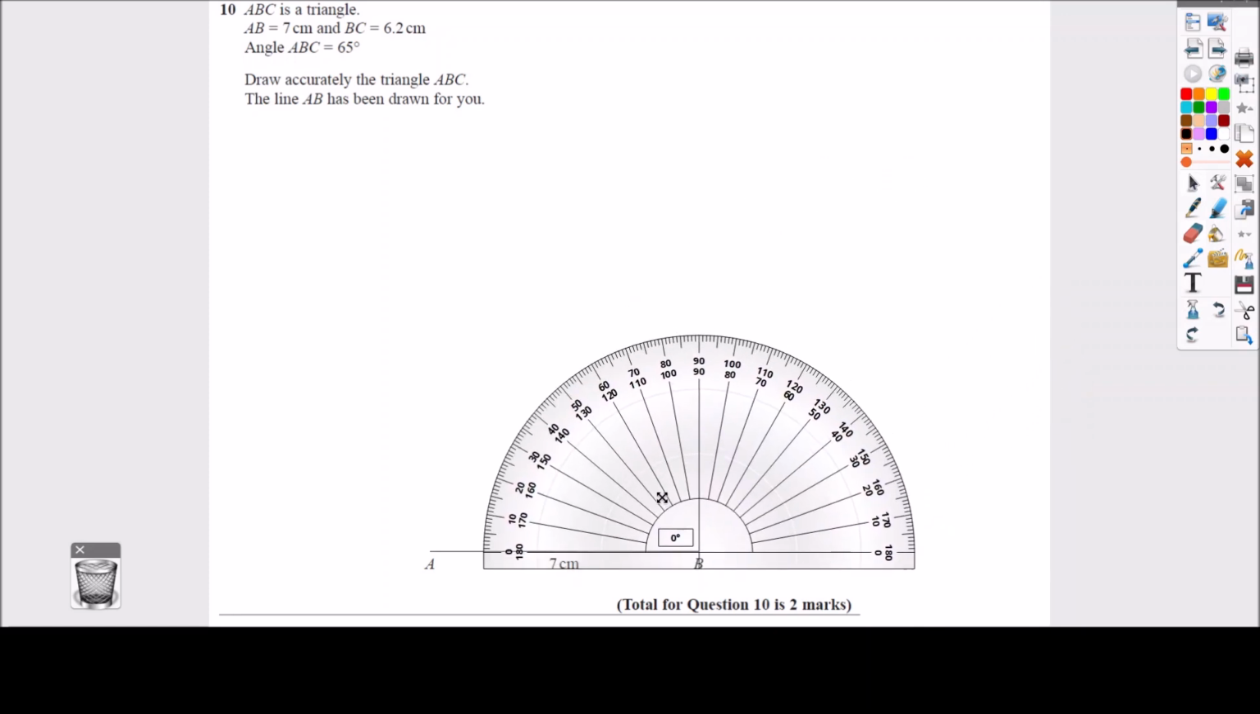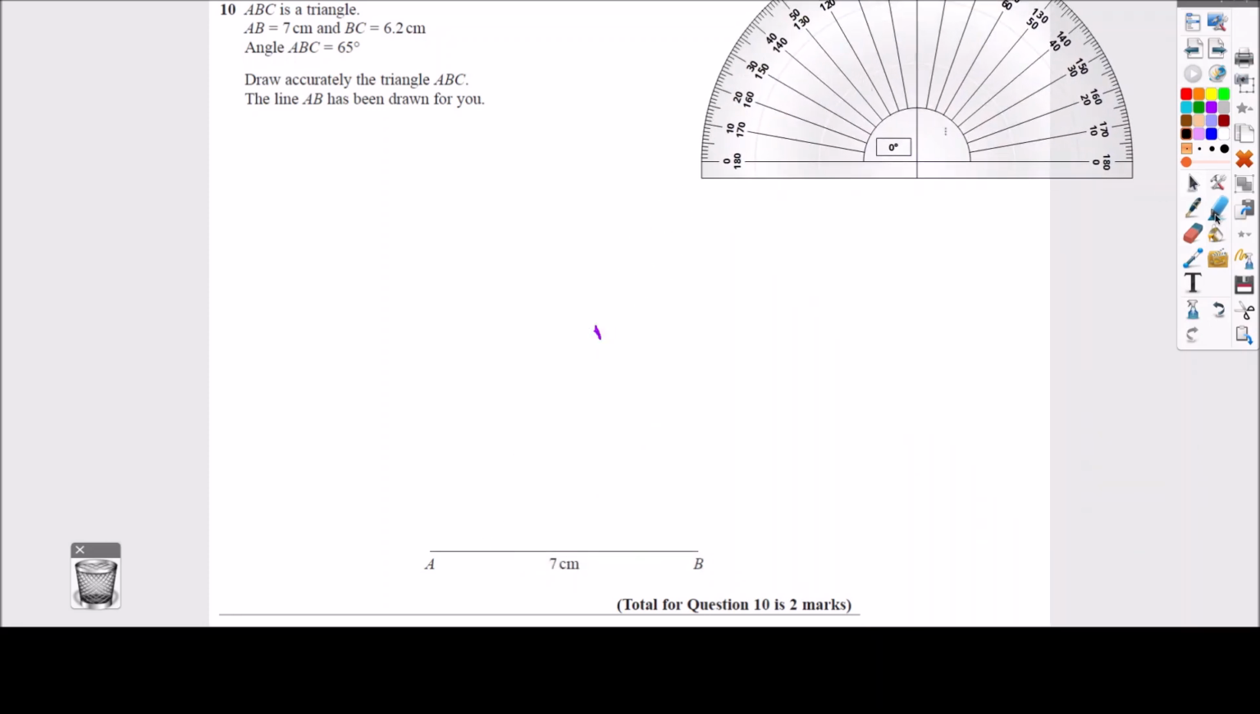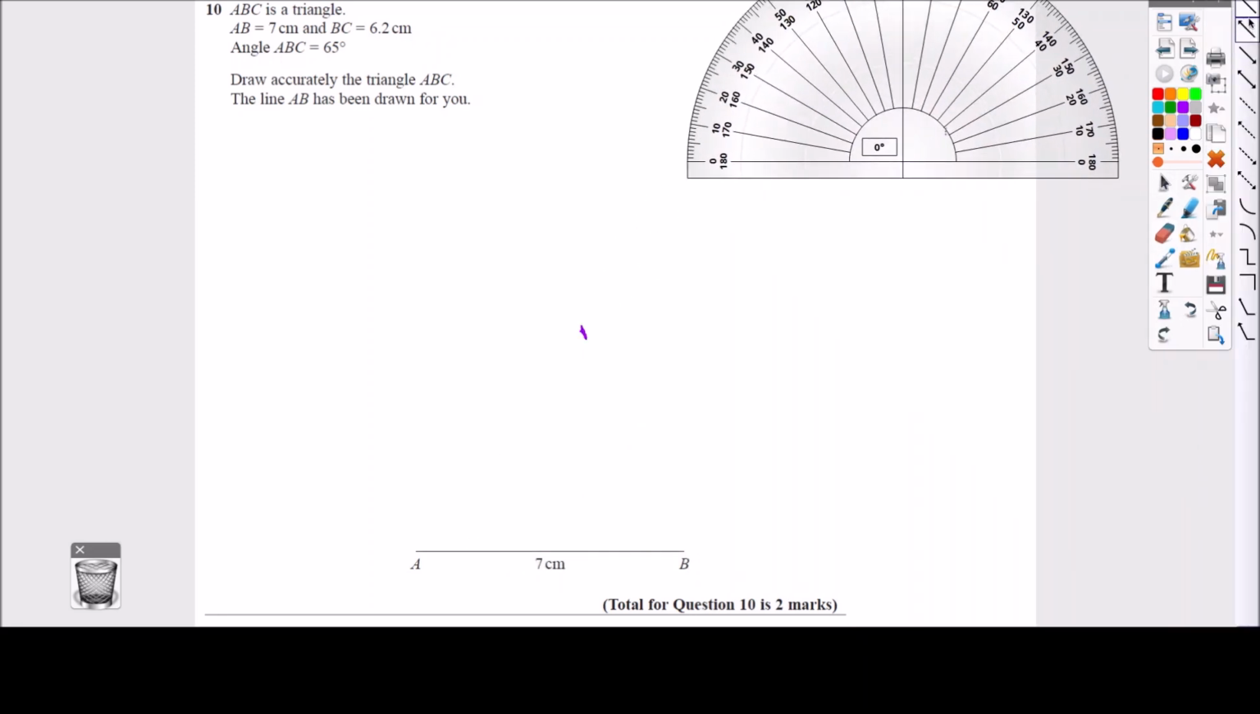So get your protractor lined up on B and do a little mark at 65 degrees. So that is there. There is my 65 degrees. Okay, so I know that my C is somewhere along that line. So get out a ruler then. I'm just going to do this lightly. So imagine this is a ruler. Go from here and go through that point.